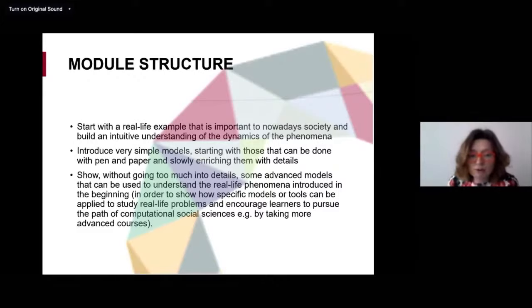And we don't really go much into the details of the advanced models, because we only want to offer them a peek over the fence. So we want to show them like the general skyline. So this is where you can get. This is what you can understand if you pursue this educational path even further.